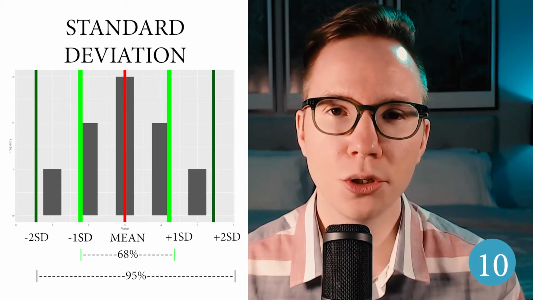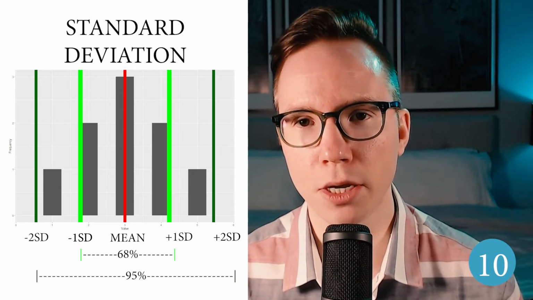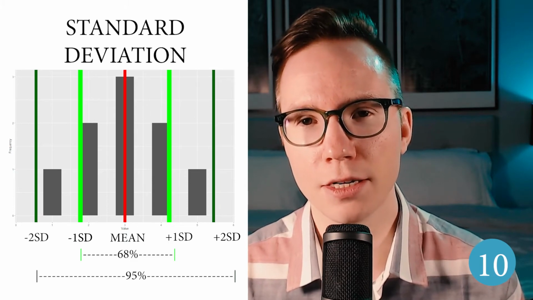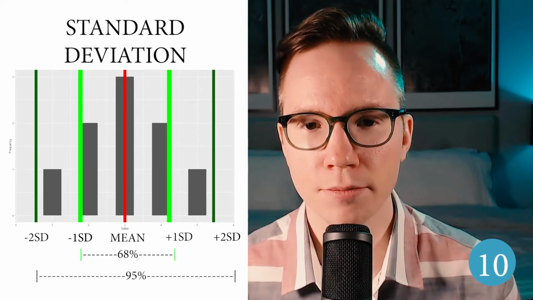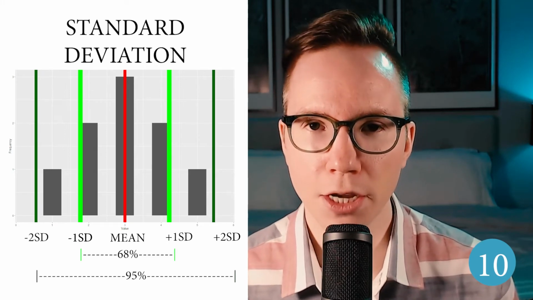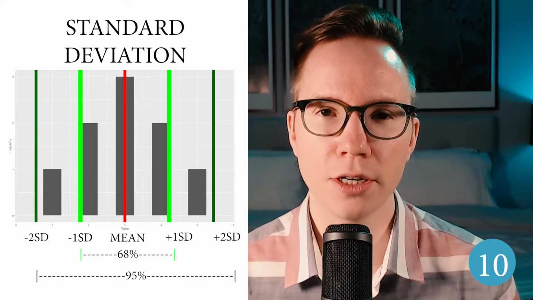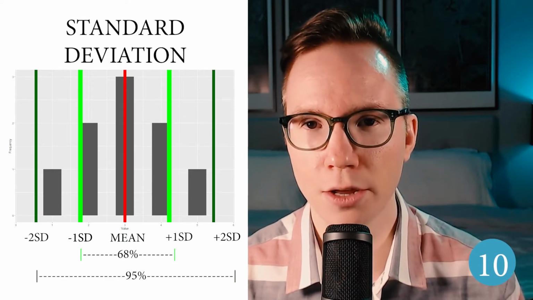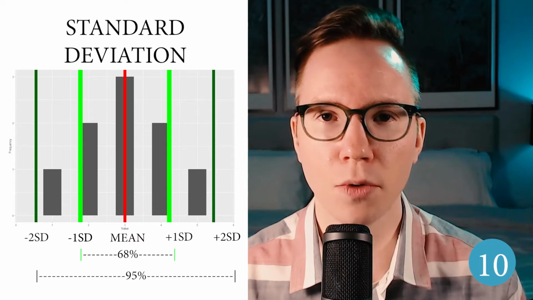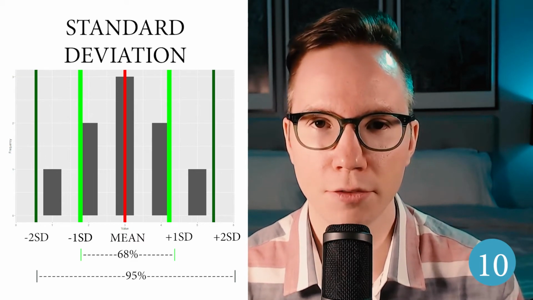If you look at 2 standard deviations from the mean, you can see that there is 95% of all of your data values. And at 3 standard deviations from the mean, you can see 99.7% of all of your data values within the data set are within 3 standard deviations.